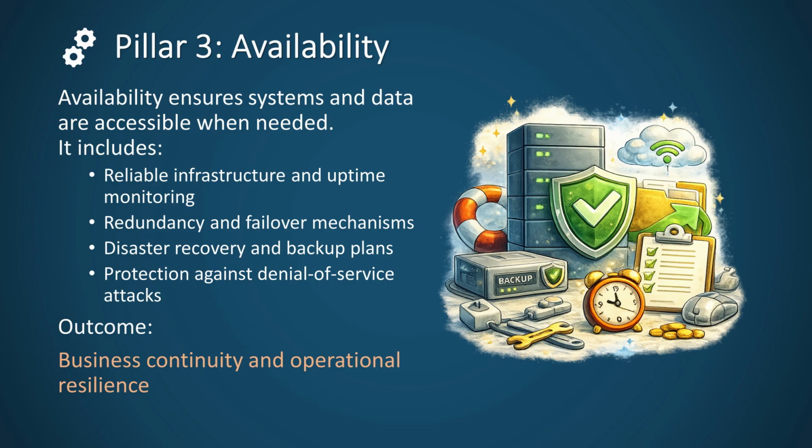So, availability isn't just about uptime statistics. It's about resilience, making sure that systems and data are always accessible when needed, even in the face of failures or attacks. When confidentiality keeps data private and integrity keeps it accurate, availability ensures it's usable. Together, these three pillars form the complete foundation of cybersecurity.